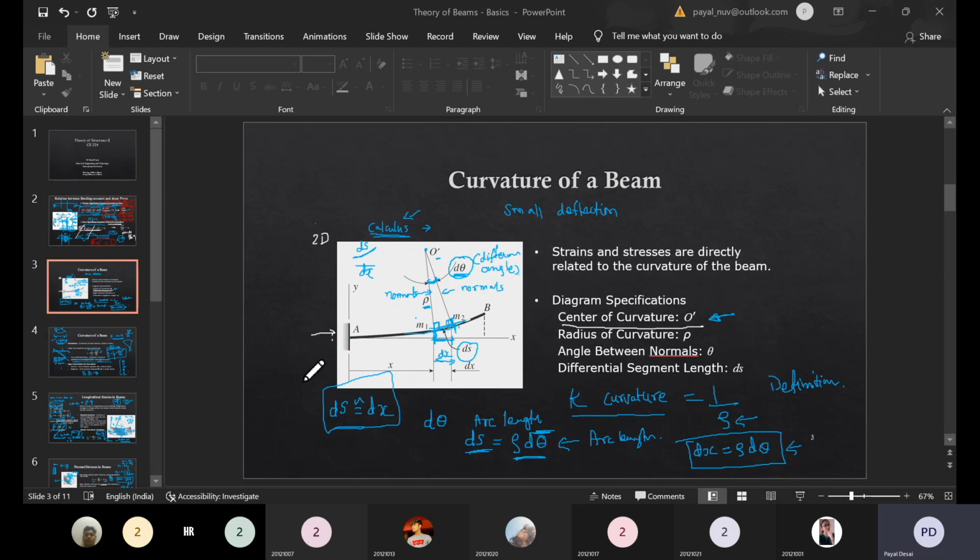So d cubed v by dx cubed is equal to minus q. Now simplify, so d to the power 4, so a fourth order differential equation in terms of deflection. So we are getting this relation between deflection and the loading. So what do we need? We need to find shear force, moment, deflection and rotation. We will be using all these 4 equations.